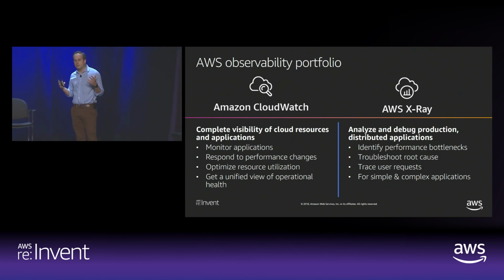CloudWatch is a very known service. We have logs, we have metrics, we have events, we have dashboards, we have alarms. And X-Ray allows you to see a service map of your application. So if you have a microservices solution or a distributed application that calls several internal and external services, X-Ray gives you a nice service map of that on the fly.